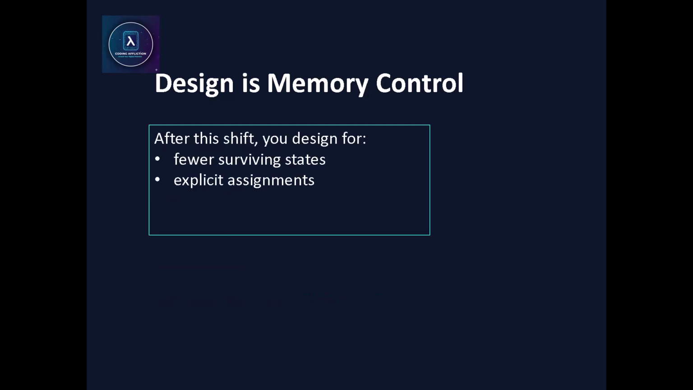Once this clicks, you start designing differently. You stop letting values float through the program, hoping they'll be correct. You make assignments explicit. You reduce shared mutable state. You collapse outcomes so fewer states can survive past a decision. This isn't about writing clean code. It's about reducing the number of possible worlds your program can be in. Because every extra surviving state is a future bug you have to debug later. And the CPU won't help you by remembering how it got there. Design becomes memory control. What is allowed to live? What must be overwritten? And what futures should be eliminated entirely?